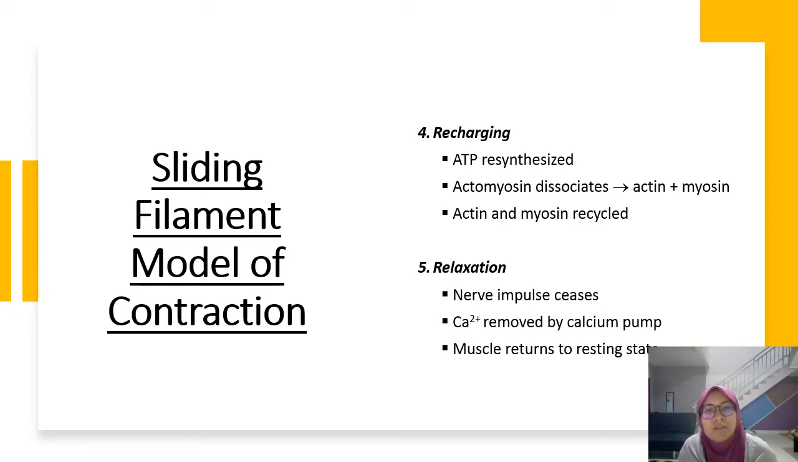And the fourth phase is recharging. The ATP will be resynthesized. Actomyosin dissociates, and then again actin-myosin will recycle. And then the last phase is relaxation. So there are five phases. In relaxation, the nerve impulse ceases. Ceases means no nerve impulse is coming. Calcium ion is removed by the calcium pump, and the muscle returns to the resting state.